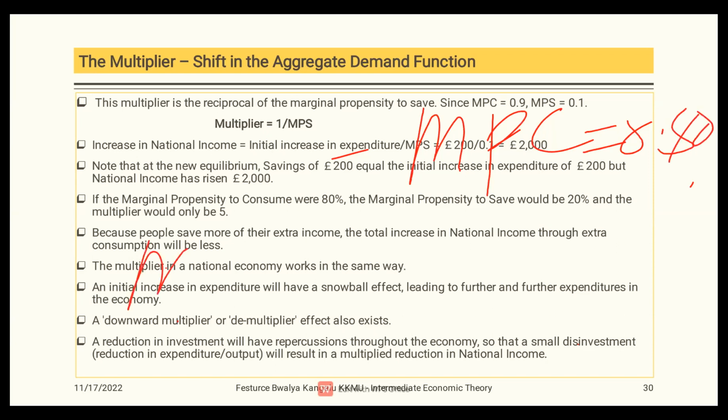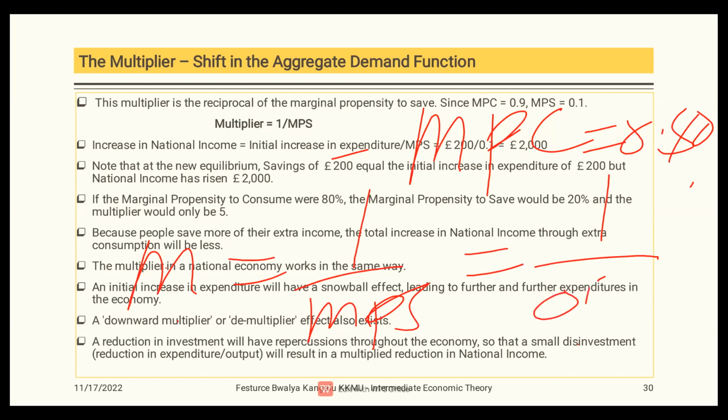So the multiplier is equal to 1 over MPS, right? Which will be equal to 1 over 0.2. And that gives you what? 5. So your multiplier is 5. Did you get that? Yes. So your multiplier is 5.